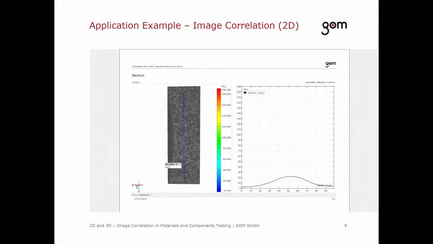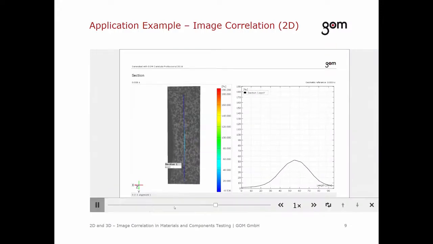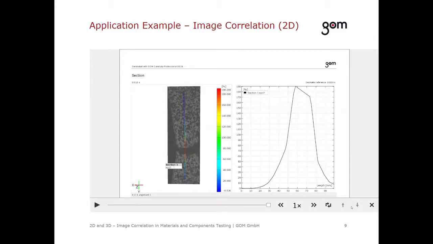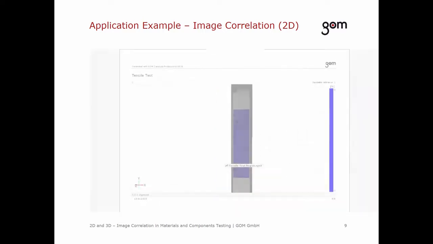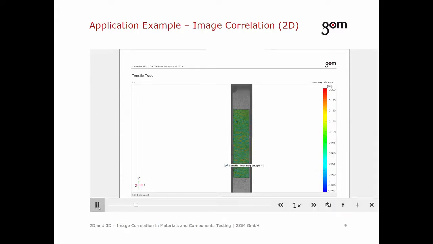2D image correlation can be used for high-speed tests. The material breaks after approximately 0.013 seconds. Super high-speed tests capturing 1 million images per second are also often recorded in 2D. 2D measurements are especially used for quasi-static tensile tests. Here you can see the longitudinal strain.